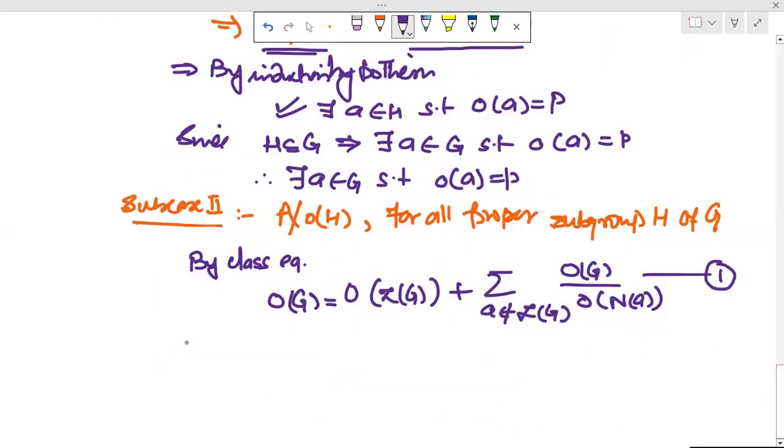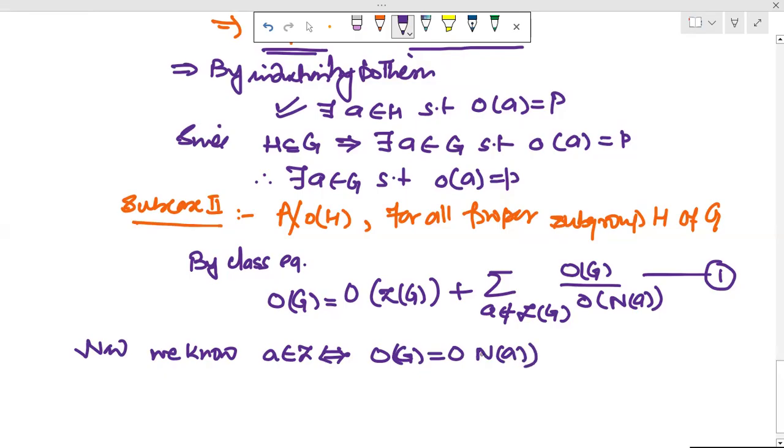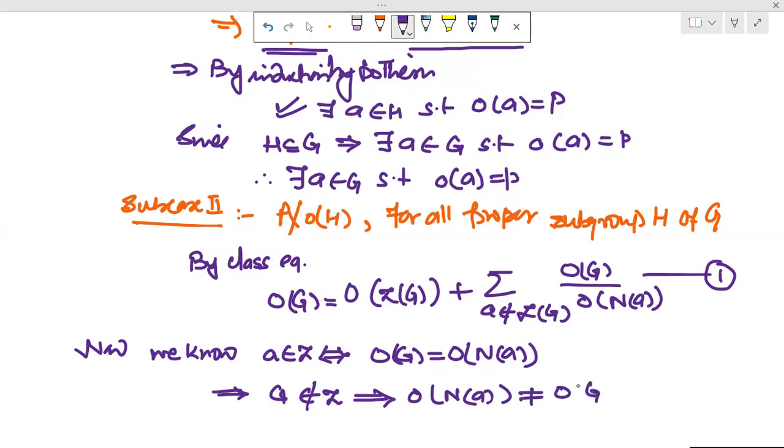Now, we know A belongs to Z if and only if order of G is equal to order of N(A). This is the result. So this implies that if A does not belong to Z, then order of N(A) is not equal to order of G.